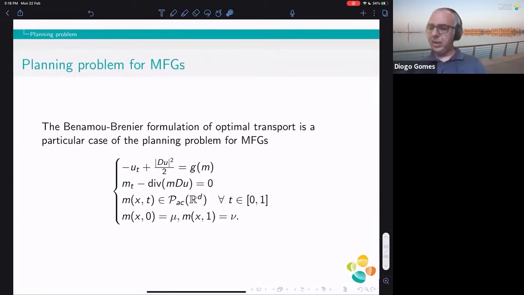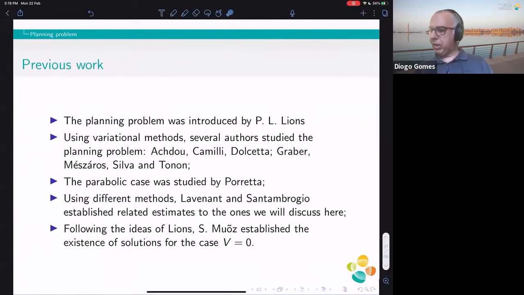And as I pointed out, this problem has been looked at in the mean field game theory, and it's called the planning problem. And it's a very similar problem where you also give only initial and terminal conditions for M, and you don't give initial nor terminal conditions for U. And you ask, well, can we find a terminal cost such that these rational agents self-organize and starting from M0 end up as M1? And this is called the planning problem.